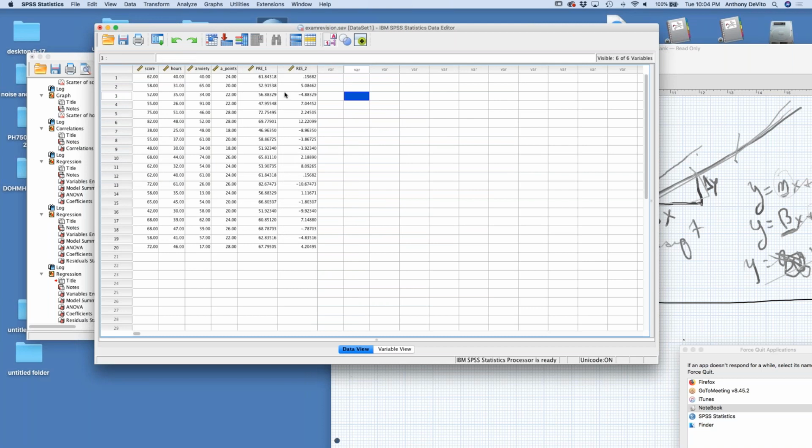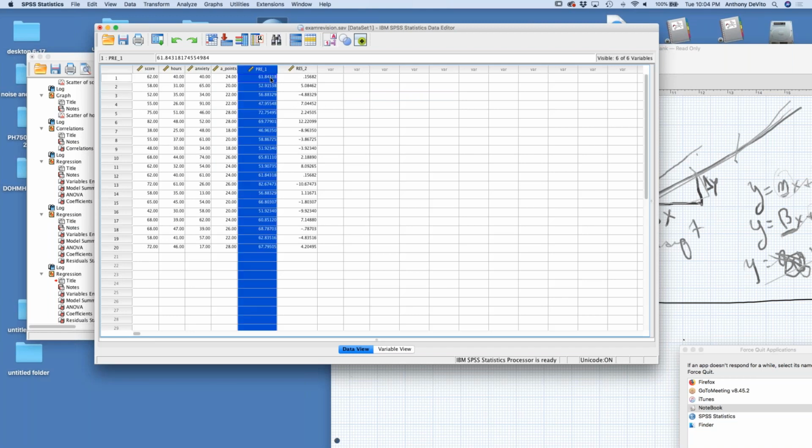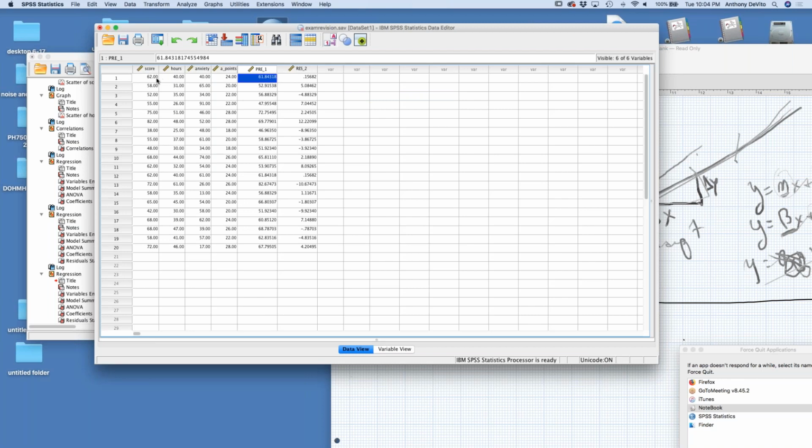Okay, so what does that mean? The predicted, and these are the unstandardized ones. Forget about that, I checked off standardized a second ago. The predicted value is if we applied the formula to 40 hours, we would have predicted that that person would have gotten a score of 61. If we had applied 31 hours to our formula, we would have predicted this person would have got a score of 53, et cetera. So these are all the values that we would have predicted if we applied our formula.